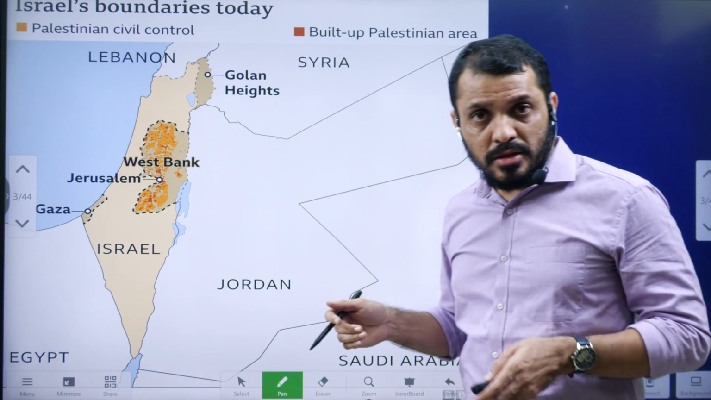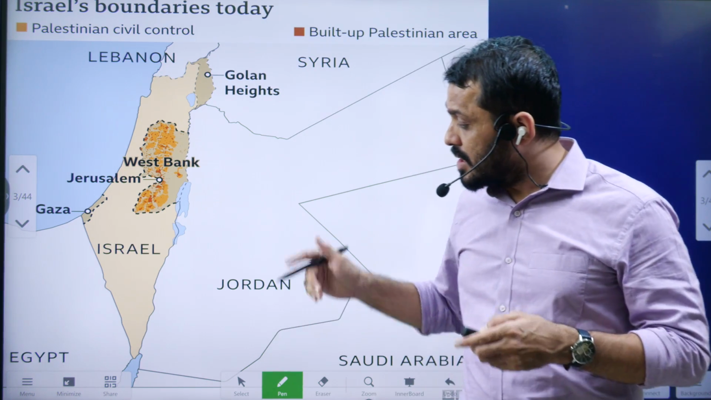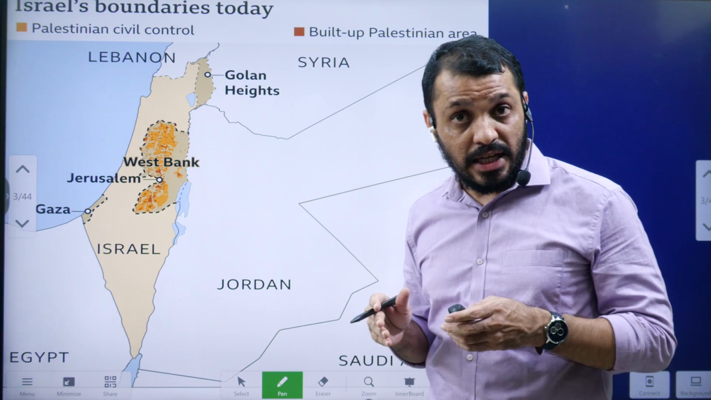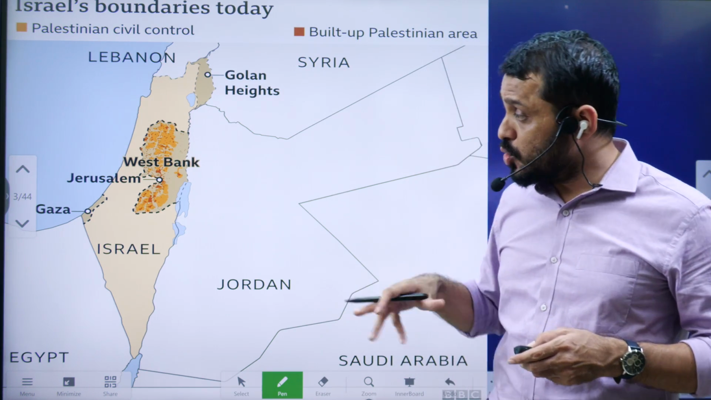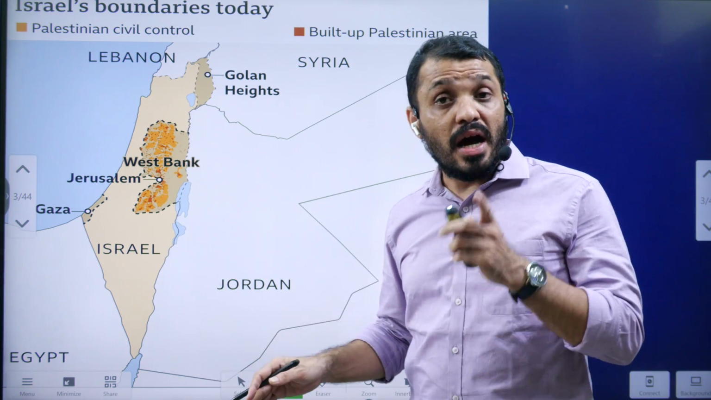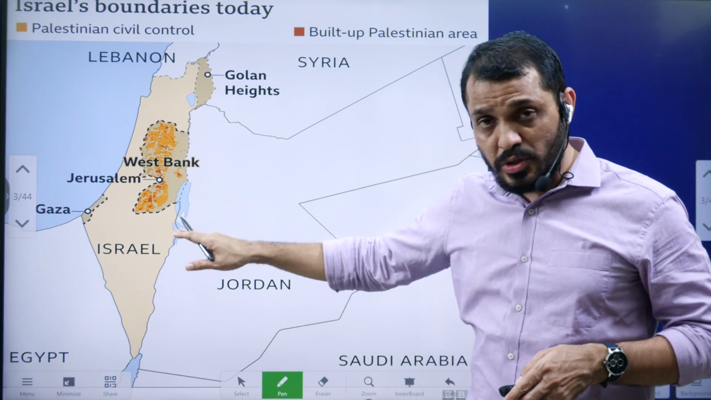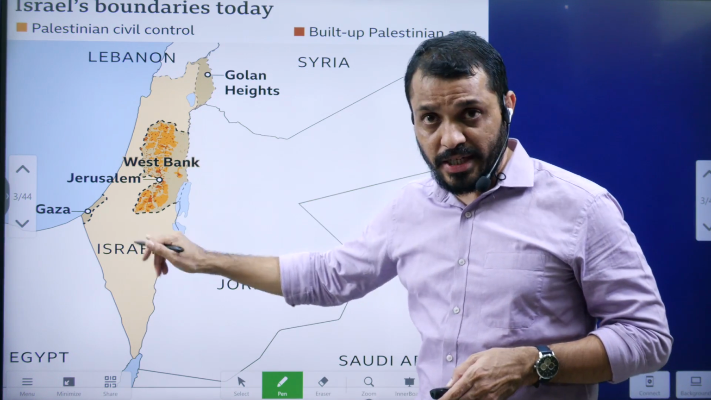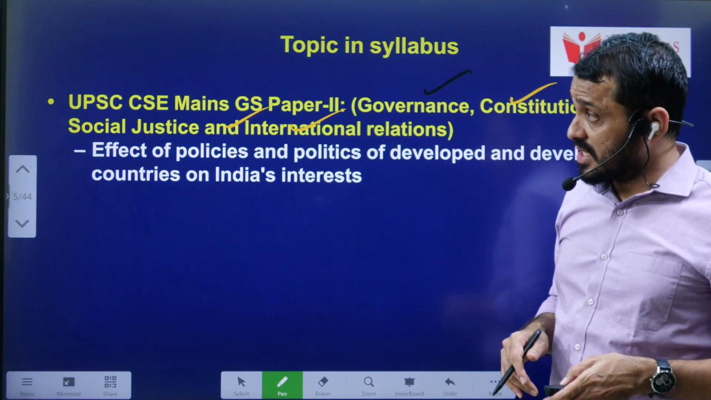Number one, to spoil the Saudi Arabia and Israel deal, and the second one is to claim the leadership among the Palestinians, and the third one is to leverage the political instability in Israel. These are the three things.